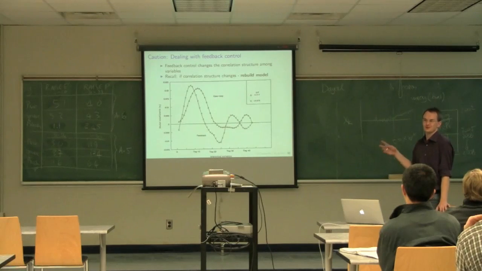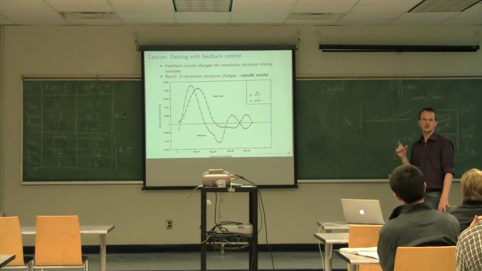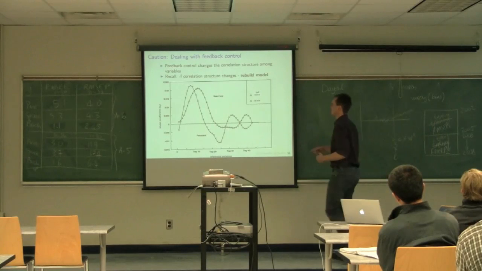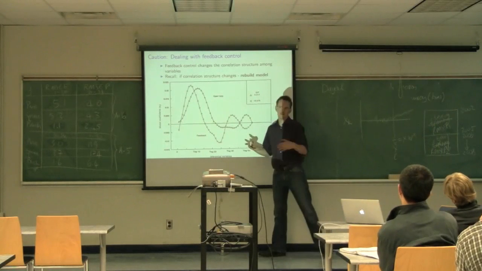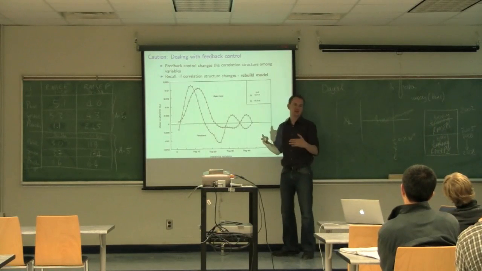You have to suck it up. You just close the loop. Let the correlation structure change, reacquire the data, and rebuild the model. And that's what this paper shows. They operated open loop and closed loop, and then they had to rebuild it two or three times, and then it converges. So every time you rebuild the model, you get a slightly different set of coefficients, because when you go from open loop to closed loop, you're going to get the biggest change.